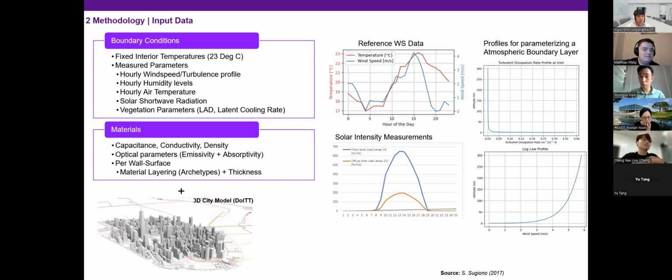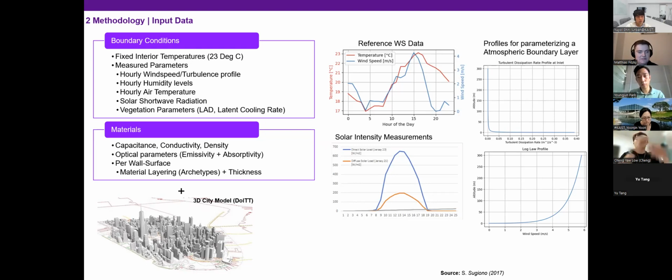Input parameters, that is where the whole data-driven point comes. You have so-called boundary conditions, which basically determine what goes into the simulation and what situation should currently be resolved. So what we were deciding here is that all of our buildings within our area should all have a fixed interior temperature. We fixed it to 23 degrees Celsius. And we have a range of measured parameters.